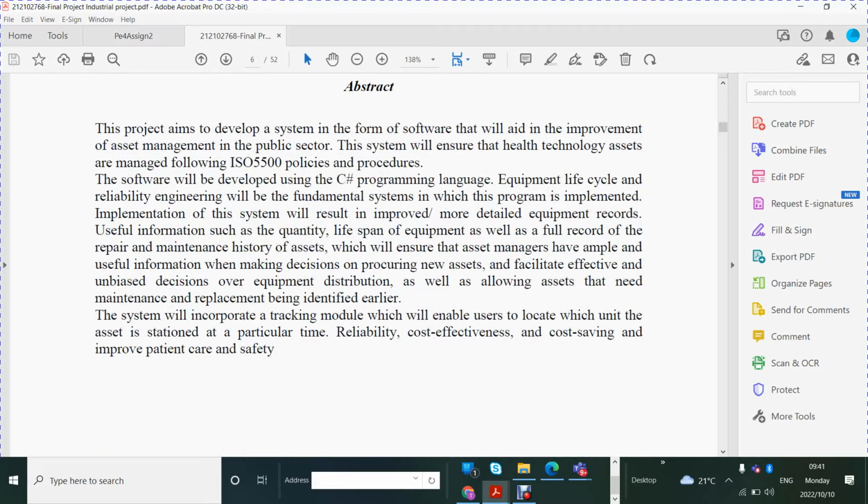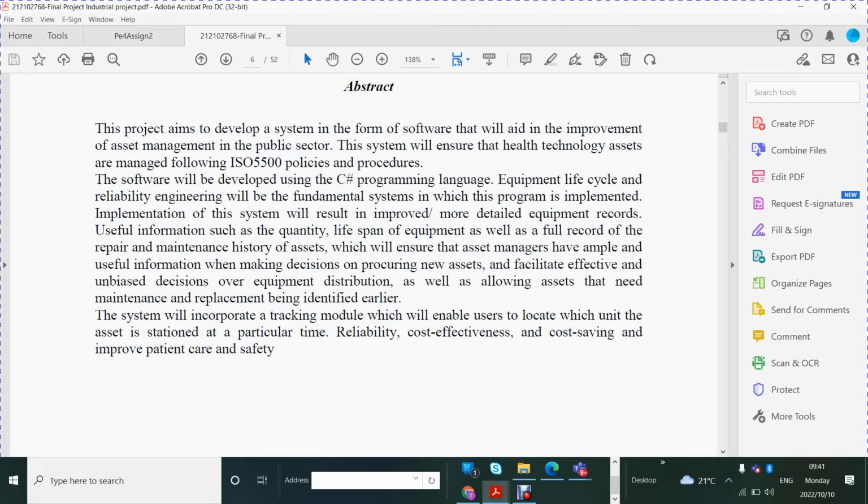Okay, the abstract here is short. I don't know if this is the final one or the initial one, but they say this project aims to develop a system in the form of a software that will aid in the improvement of asset management in public sector. So this is more like the problem statement. The system will ensure that health technology assets are managed following ISO 5500 policies and procedures.